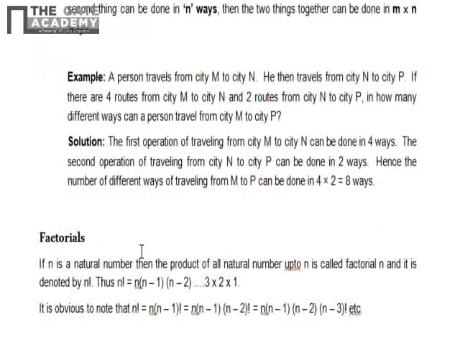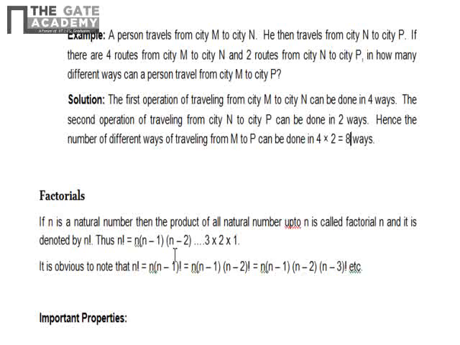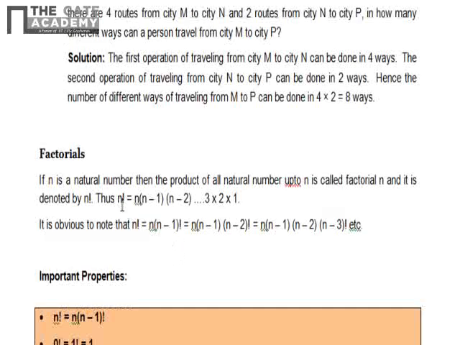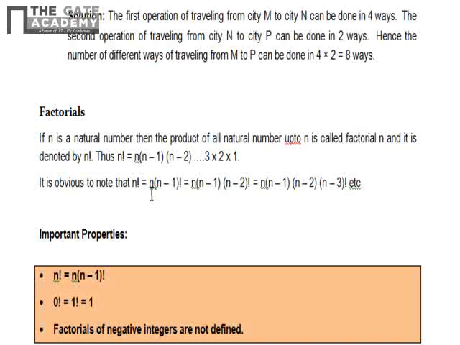Now some very simple concepts: factorial. I'm just revising this concept. If you want to find the factorial of any number, for example n factorial, you just multiply 1 into 2 into 3 into 4 into 5 up to n. Also one formula: n factorial is equal to n into (n minus 1) factorial, or n into (n minus 1) into (n minus 2) factorial.